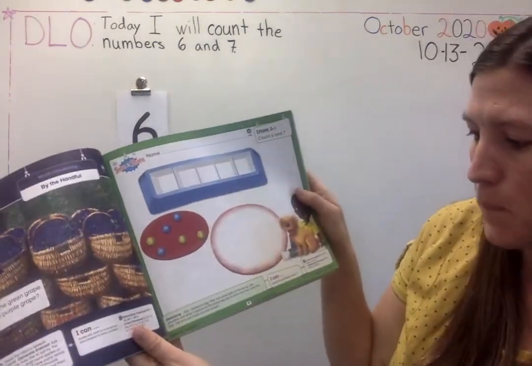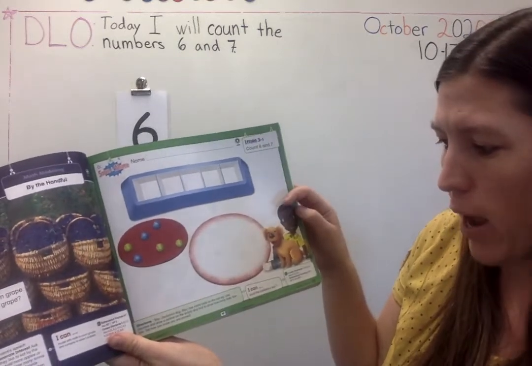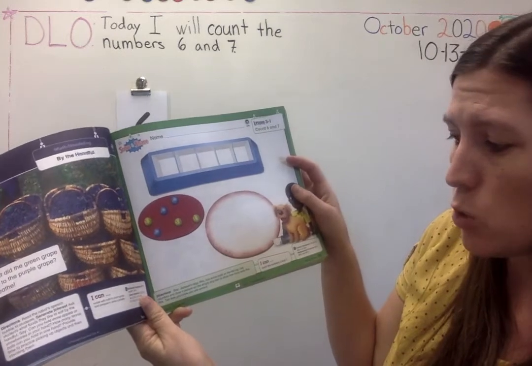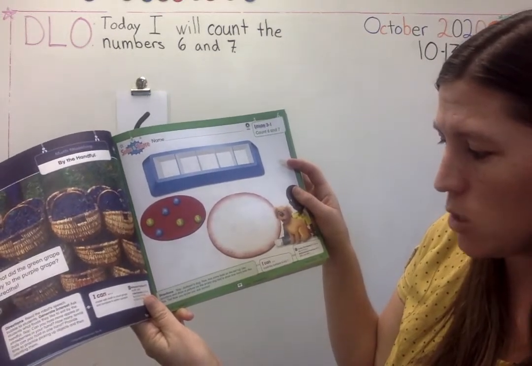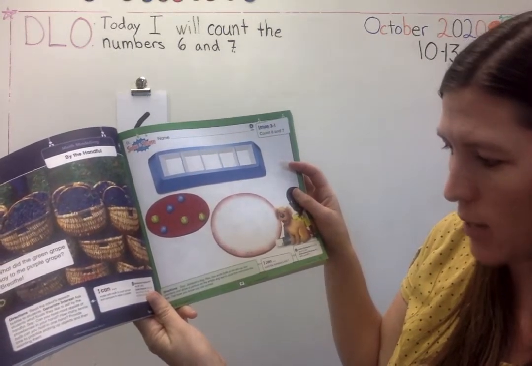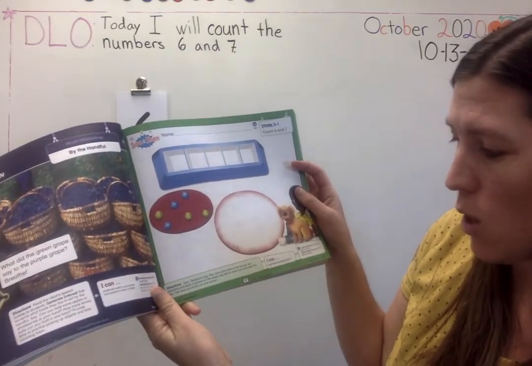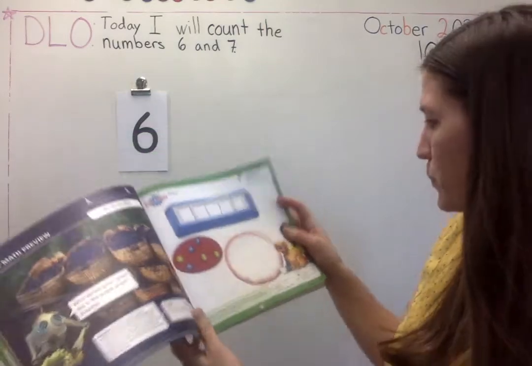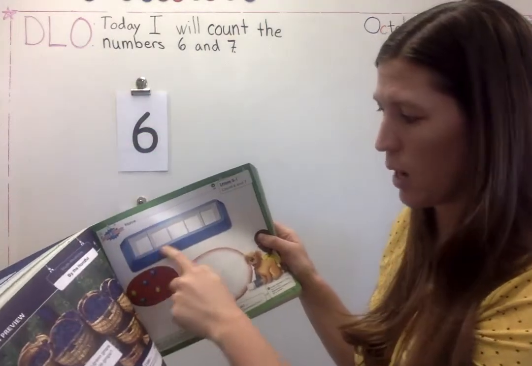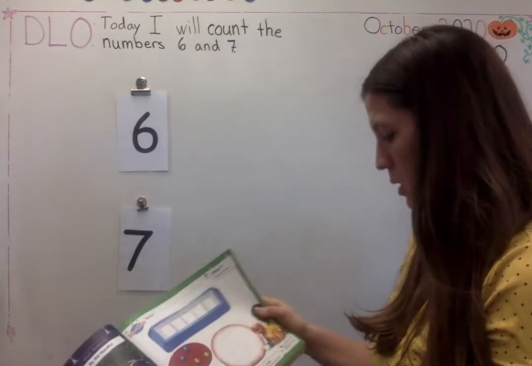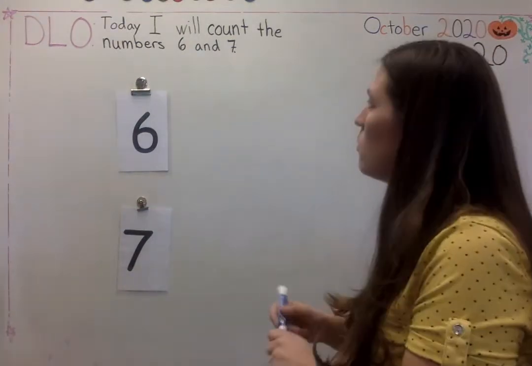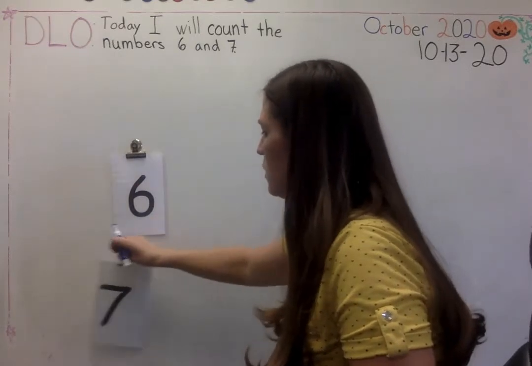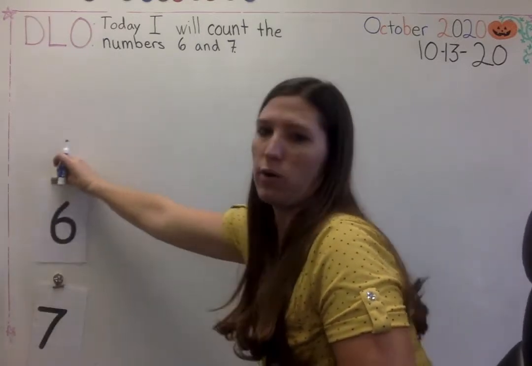It says, Jackson's dog Rex has some balls on the red rug. Use counters and draw a picture on the empty dog bed to show how many balls Rex has. Tell how you know you are correct. First thing I'm going to do is copy this bar here. So I called it a bar. I'm going to scoot down my 6 and 7 so that I have some space. Let's just scoot those over actually for now.